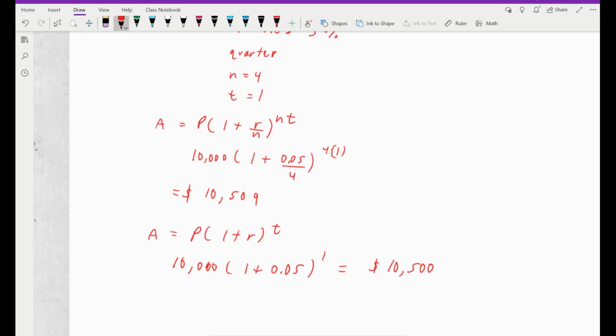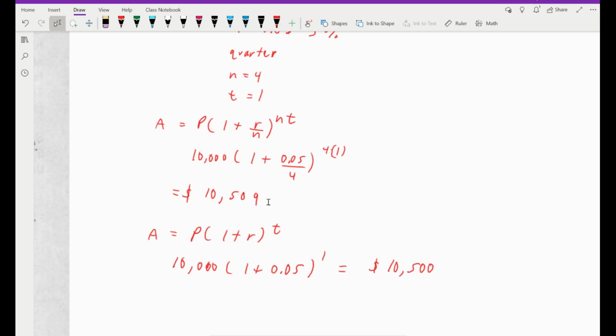By compounding the money more than once per year, you actually make more interest. You make $9 more in interest. It may not seem like a large amount, but if you compound this over several periods, over several years, the money grows much faster.